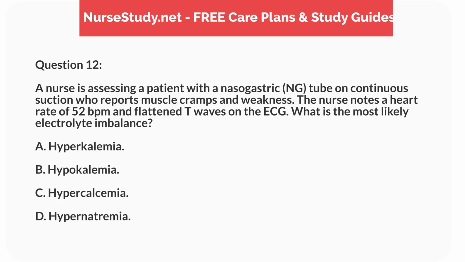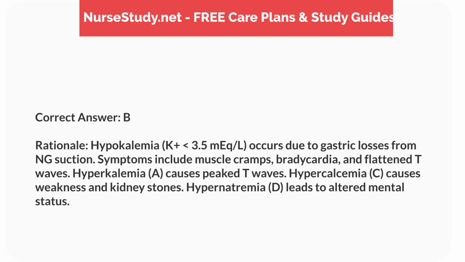Question 12. A nurse is assessing a patient with a nasogastric NG tube on continuous suction who reports muscle cramps and weakness. The nurse notes a heart rate of 52 and flattened T waves on the ECG. What is the most likely electrolyte imbalance? A. Hyperkalemia. B. Hypokalemia. C. Hypercalcemia. D. Hypernatremia. Correct answer, B.